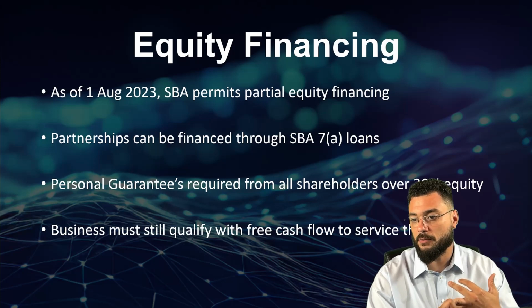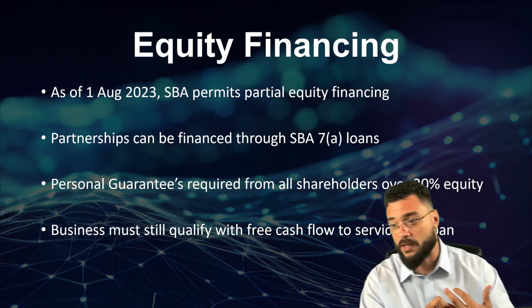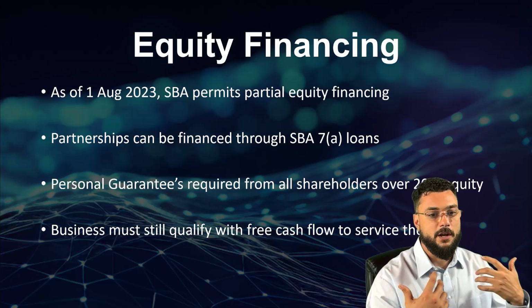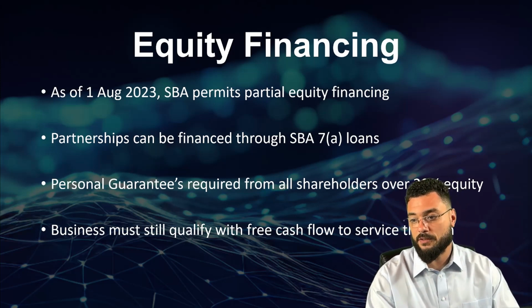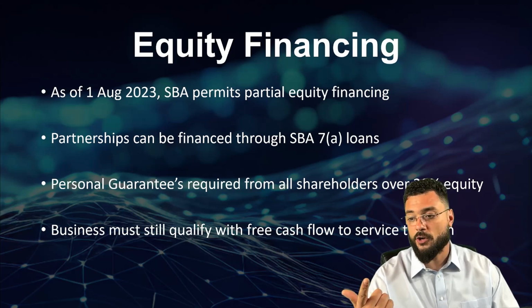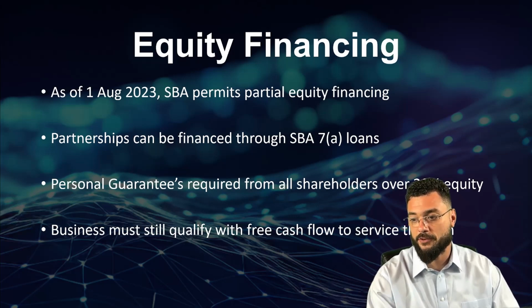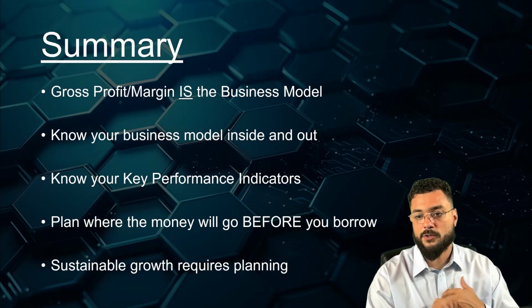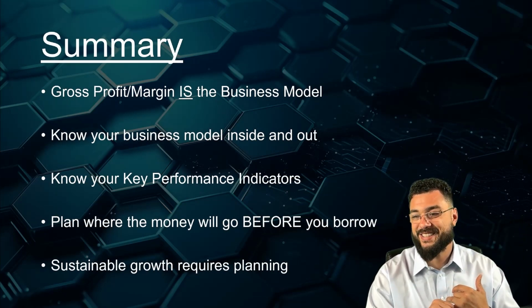Personal guarantees required from all shareholders over 20% equity. Businesses must still qualify with free cash flow to service the loan. So not only do you require to put personal guarantees in there, but everybody's got to, but the business has also got to be able to show that it can pay back the loan through that person's portion of the actual cash flow. In summary, you have your gross profit margin is the business model.